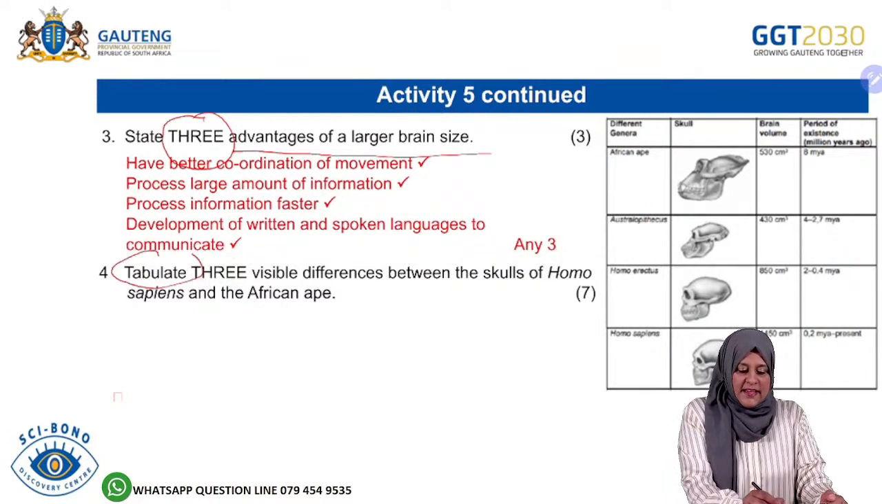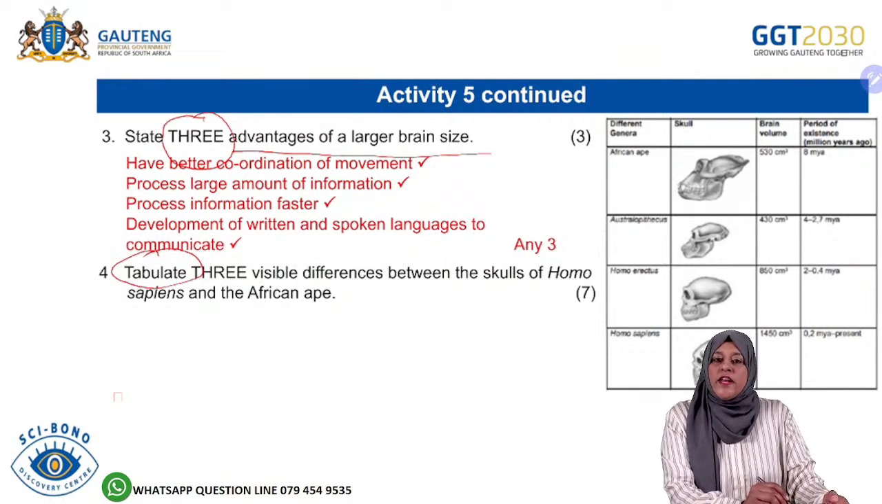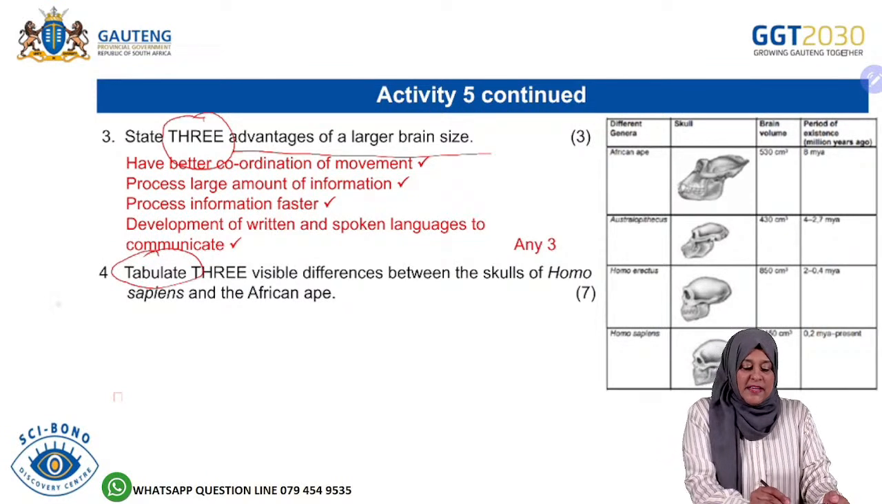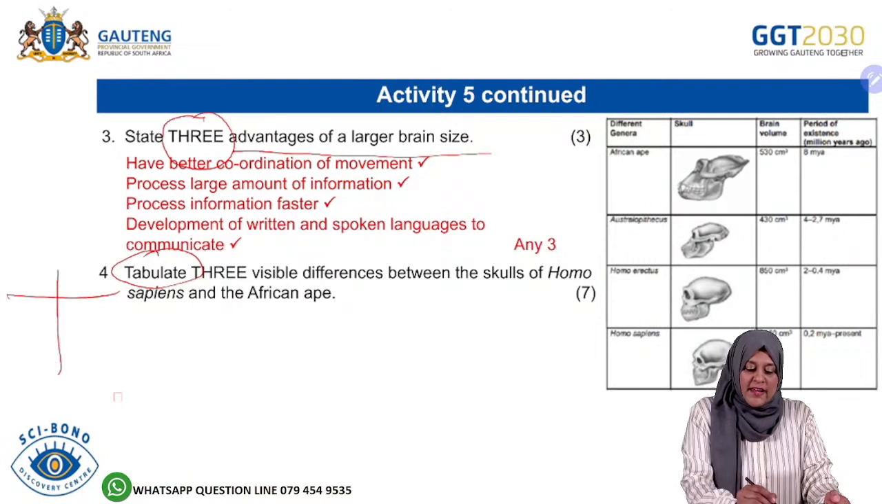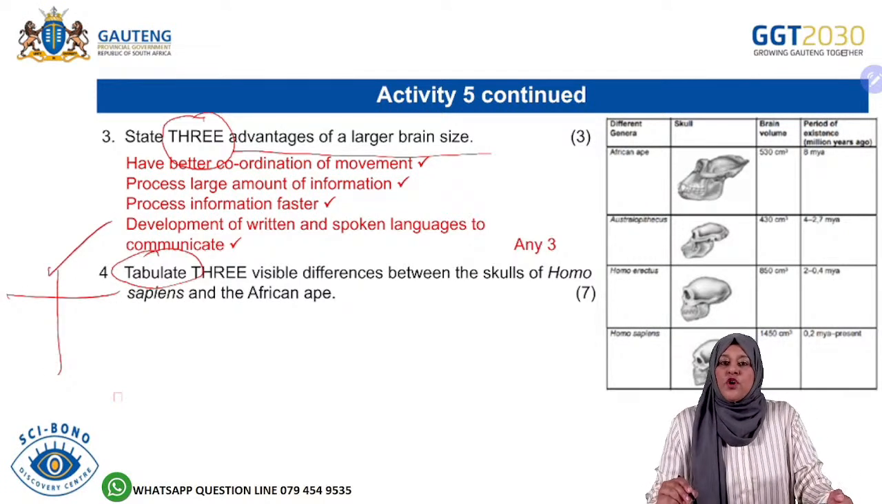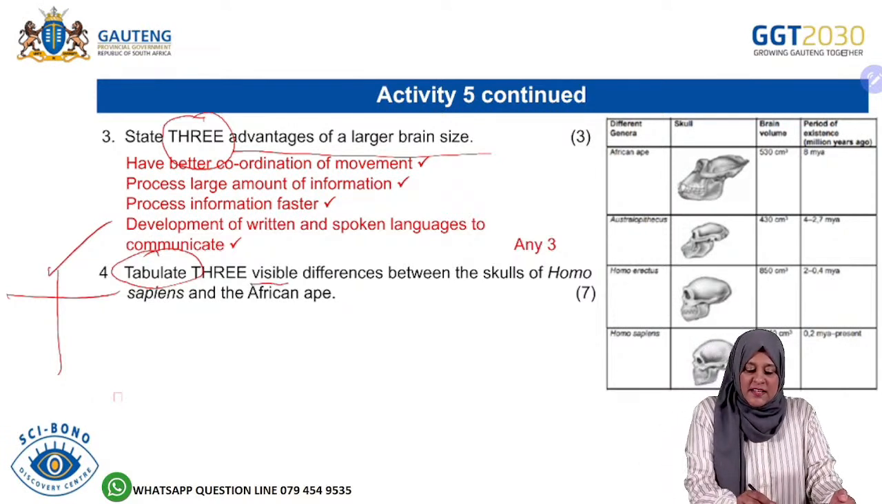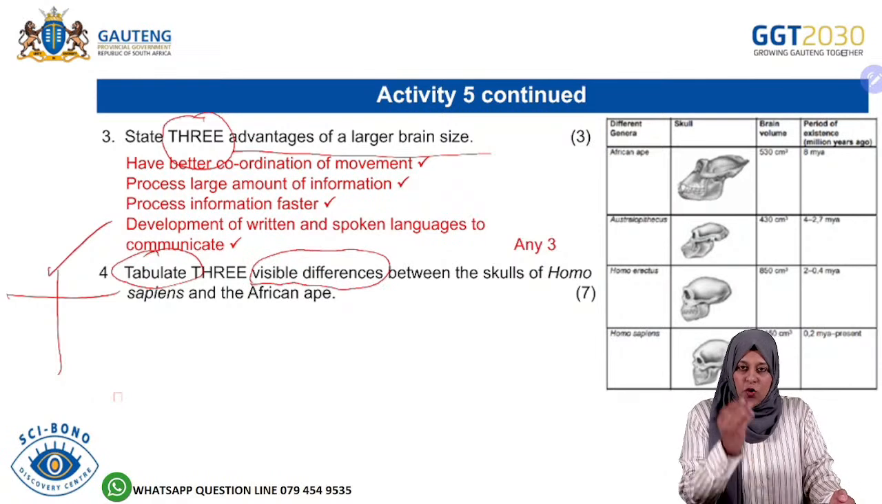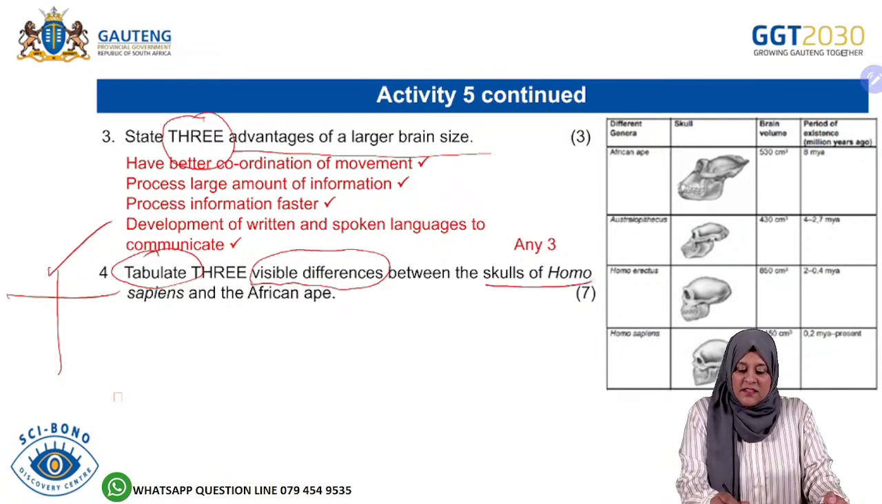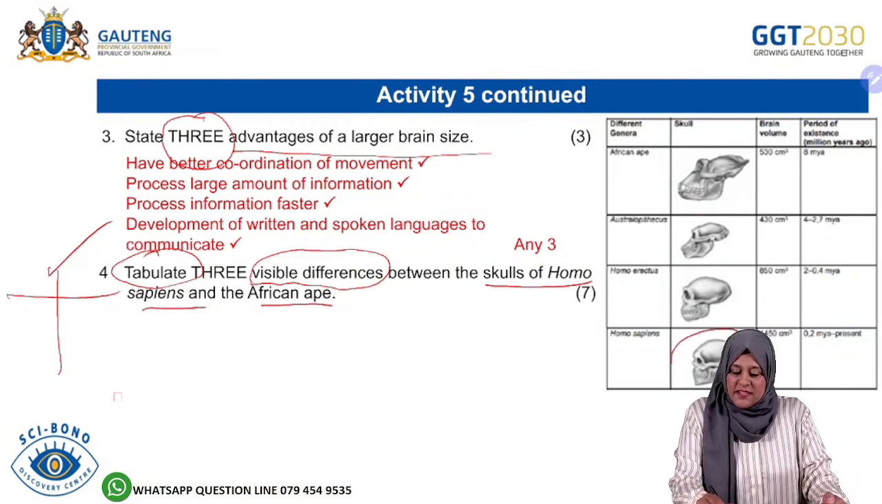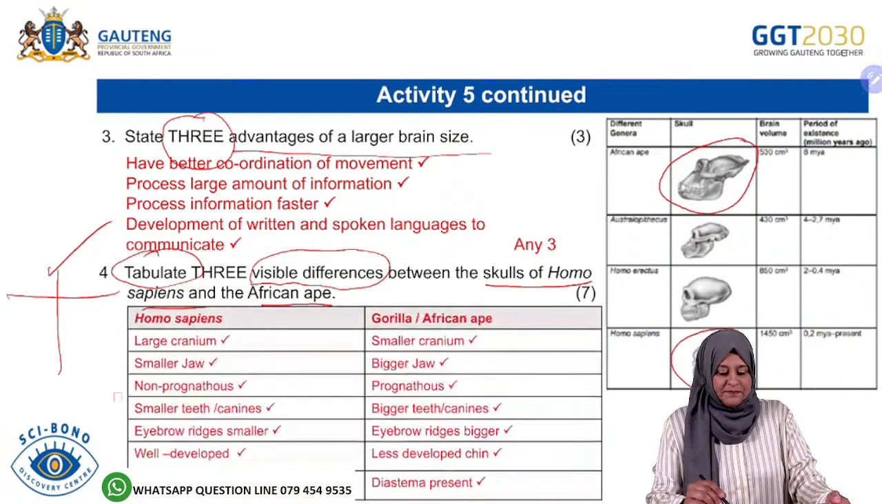Tabulate. Guys, there we find the word tabulate. When you see the word tabulate, it must tell you draw a table. 1 mark for drawing a table. 3 visible differences. Again, we want to see those differences between skulls of Homo sapiens and the African ape. So we're looking at the skull of Homo sapien and the skull of the African ape there, right? And it says tabulate visible differences.